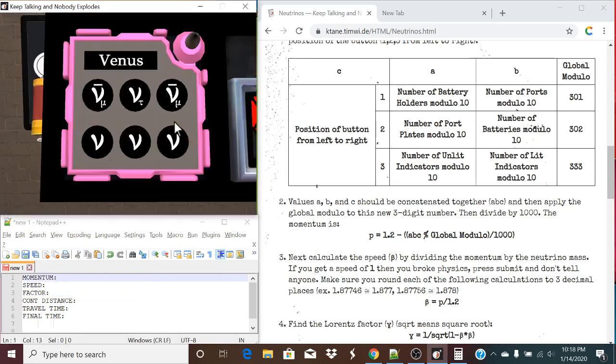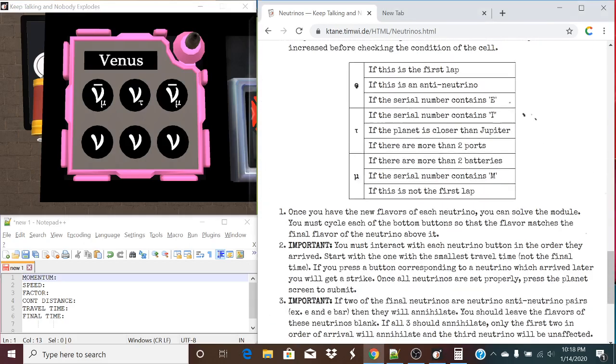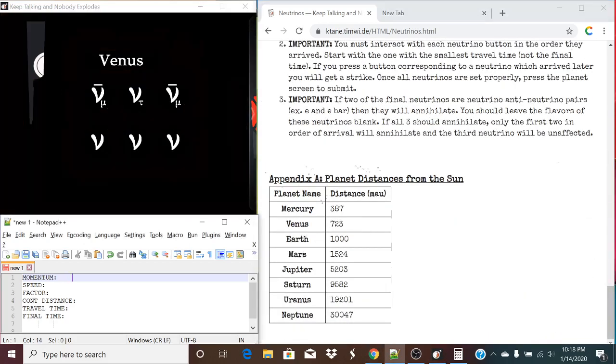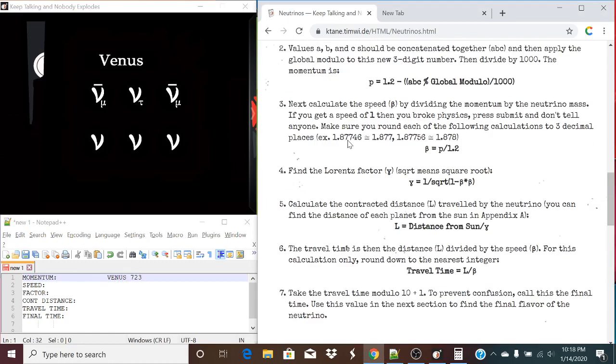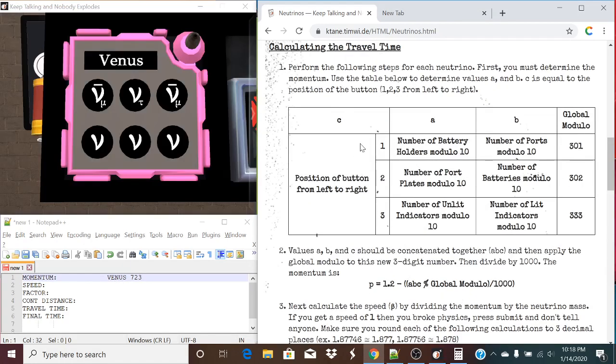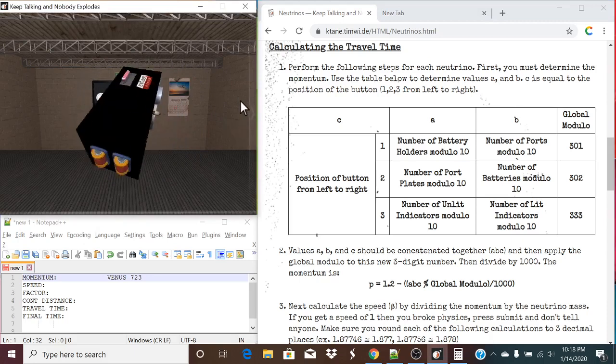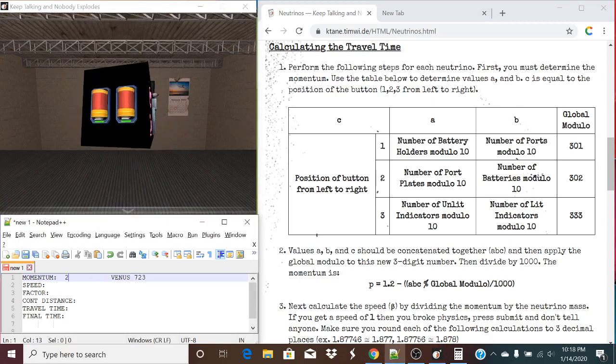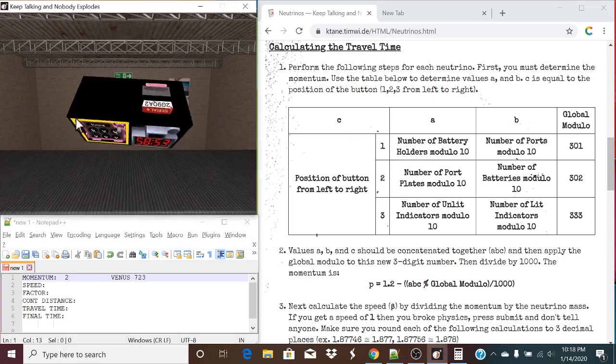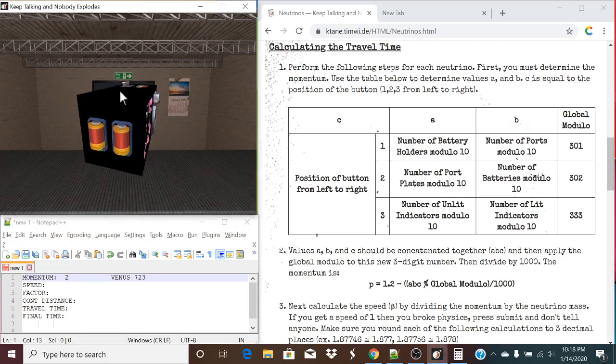So first off, this is going to be a nice example too. Next up, we have our planet Venus. Venus has a distance of 723. So now what we're going to do is, we're going to get our three starting momentums here. So first off, the number of battery holders modulo 10 is 2 in this case. So our first one is a 2. Bravo is the number of ports modulo 10, 2 in this case.